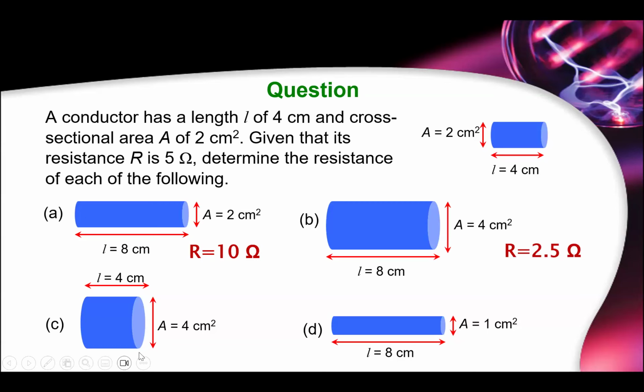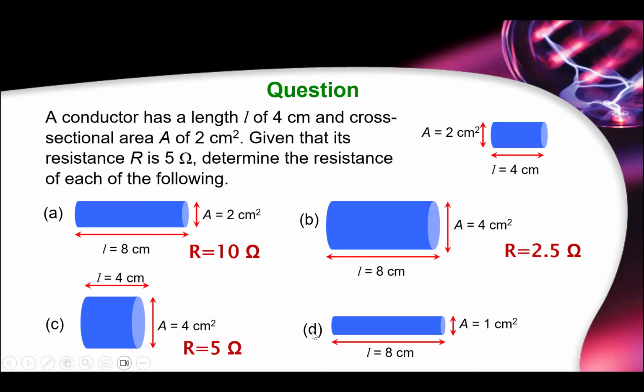Then for part C, I have the same length, but I increase the cross-sectional area. So I double the cross-sectional area. It will be easier to flow through. The resistance will be lower. So the resistance, instead of 5 ohms, it will become 2.5 ohms. Oh, I swapped the wrong order. This should be 2.5 ohms, not 5 ohms.